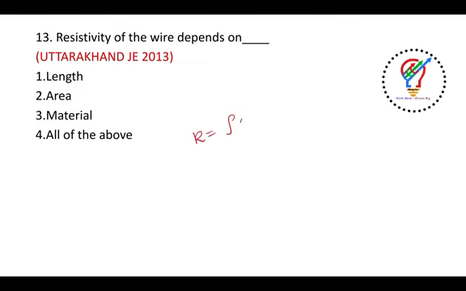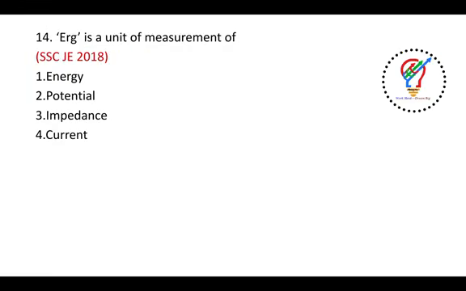Now, resistivity of the wire depends upon, the basic formula of resistance is R is equal to rho L by A. Don't think that is resistance, it is resistivity. Resistance depends upon length and area, but rho is the resistivity which depends upon the type of material. So the answer for this question will be material. If they ask what resistance depends upon, you can take length, area, and material. So the answer will be 3 here. And this question was asked in the Uttarakhand JE 2013 paper.